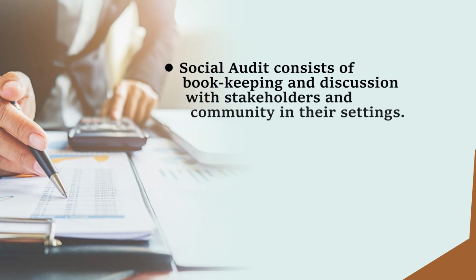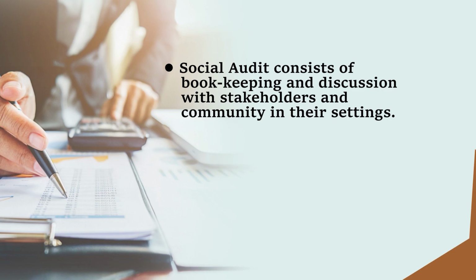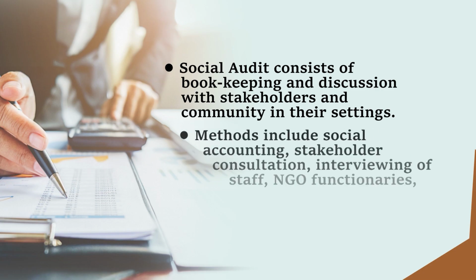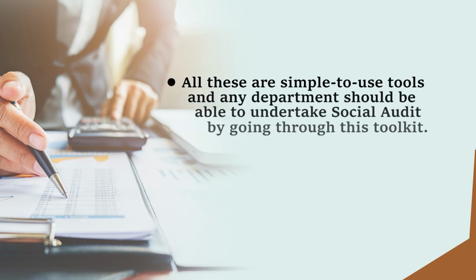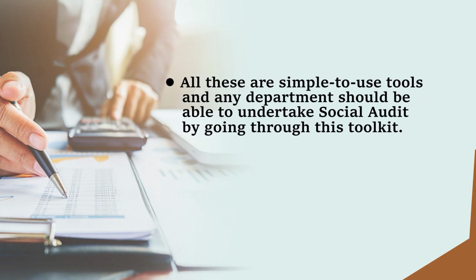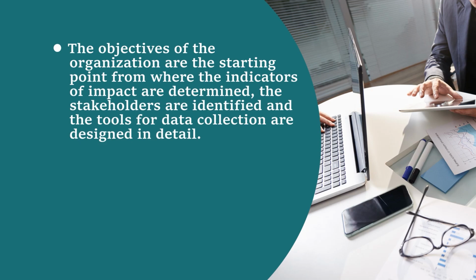The social audit consists of bookkeeping and discussion with stakeholders and community in their settings. These methods include social accounting, stakeholder consultation, interviewing of staff, NGO functionaries, beneficiaries or anyone directly or indirectly affected by the programs or department activities. All these are simple to use tools and any department should be able to undertake social audit by going through this toolkit. The objectives of the organization are the starting point from where the indicators of impact are determined, the stakeholders are identified and the tools for data collection are designed in detail.